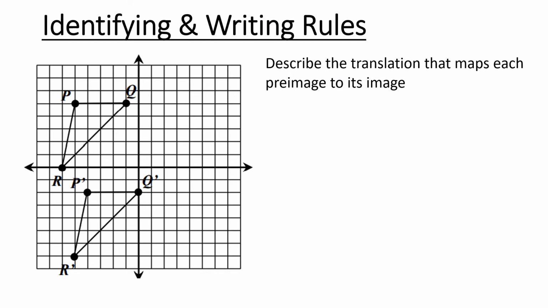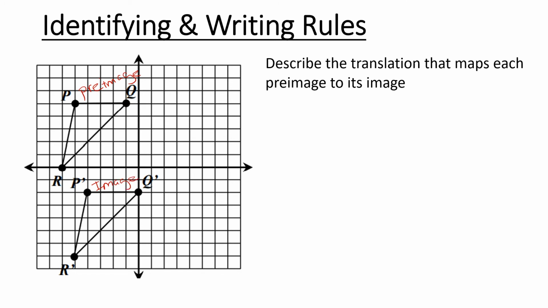Okay, so now we're looking at identifying and writing rules. We already have both our pre-image and image on our coordinate grid here. So I'm going to go ahead and label this as pre-image. And again, I know this is the pre-image because it does not have the prime behind it. And so P prime, Q prime, and R prime is our image.